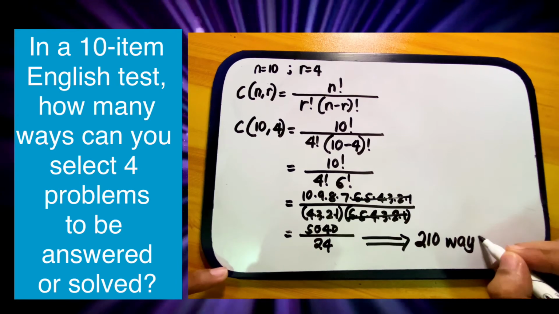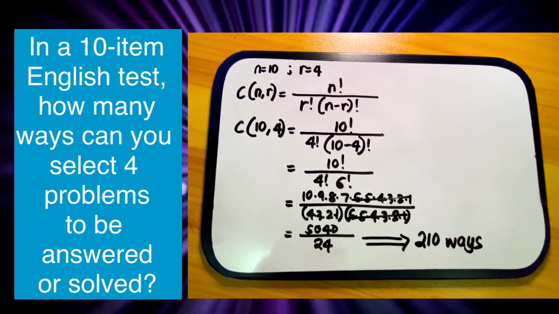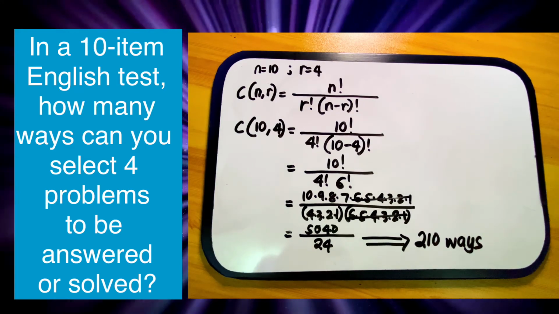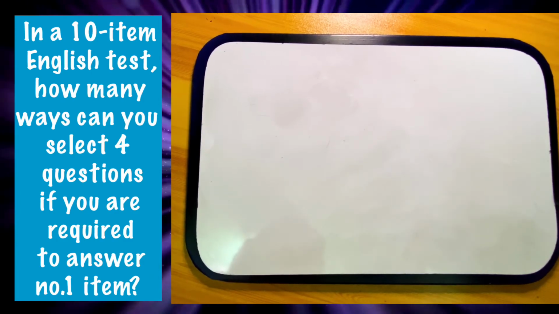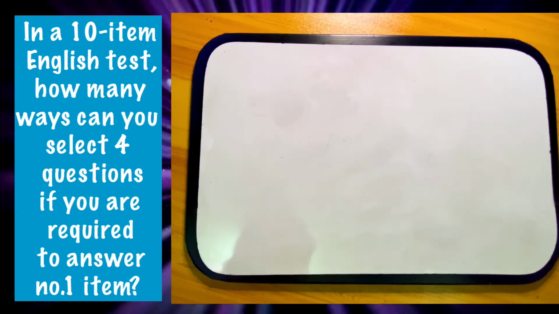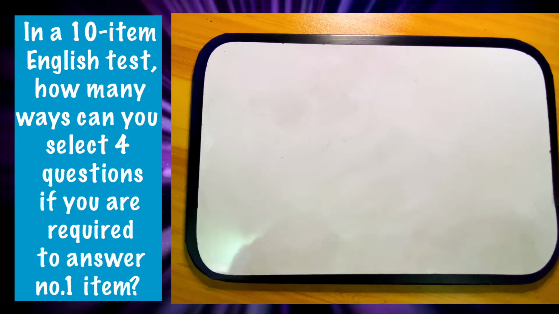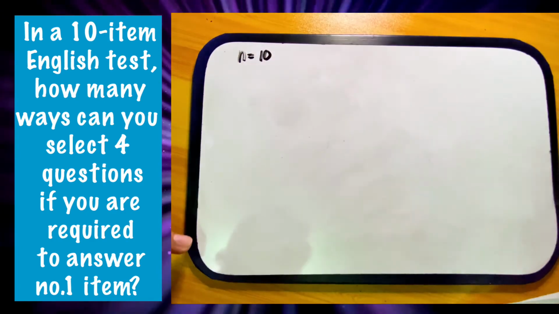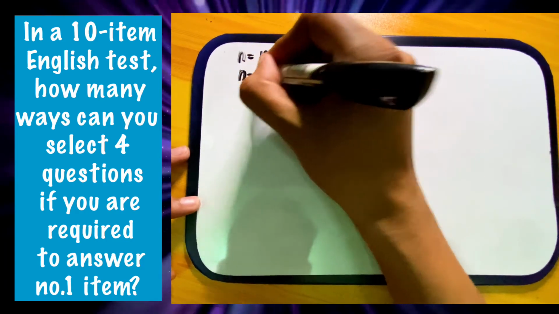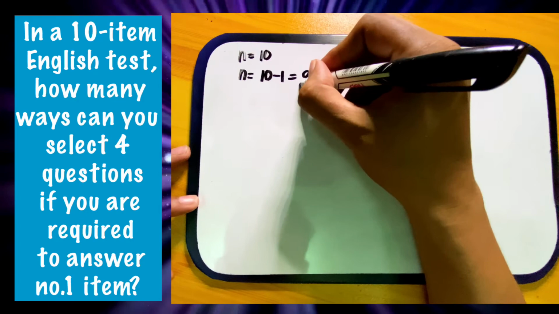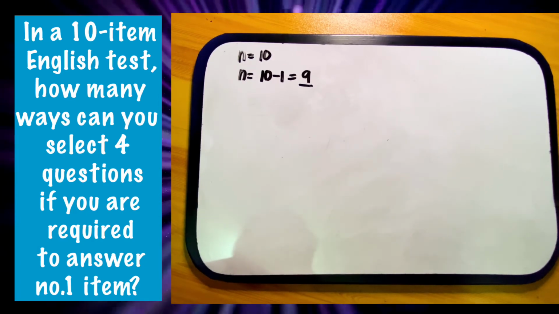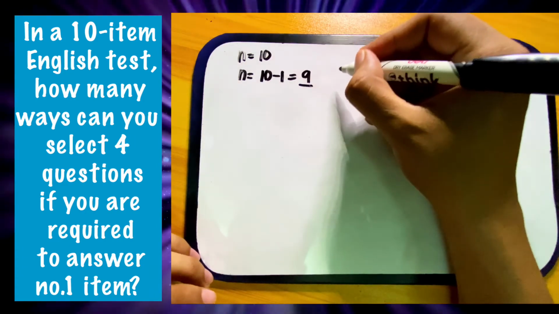So there are 210 ways to select 4 problems from the 10 items. That is the correct answer, 210 ways. Okay, we have this kind of problem. Again, in a 10 item English test, how many ways can you select 4 problems if you are required to answer number 1? Since you are required to answer number 1, n becomes 10 minus 1, which is 9. So our value of n now is 9 because you are required to answer number 1. So there are 9 choices or items for now. And r is still 4.